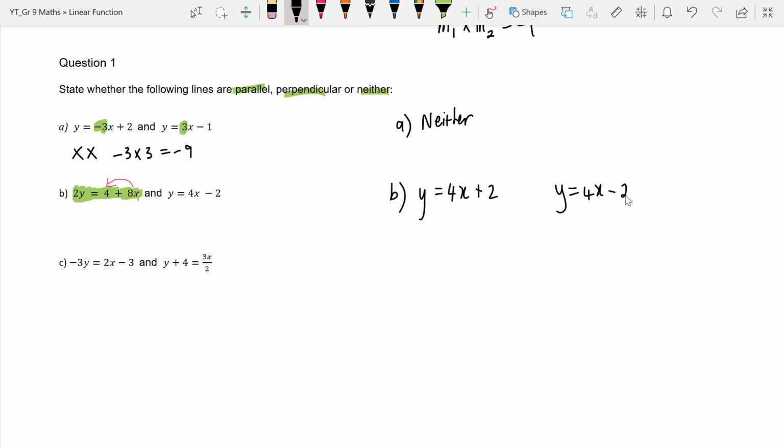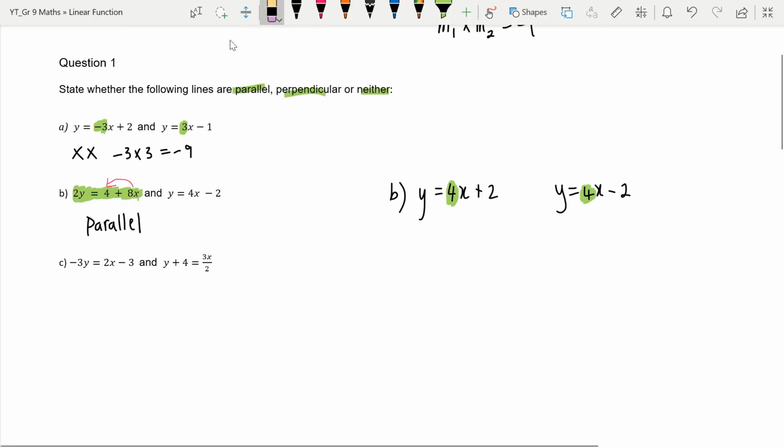What must we do again? We must comment on whether it's parallel, perpendicular, or neither. Let's look at the gradients, because the gradient is what will tell us that. The gradient of the one line is 4, and the gradient of the other line is 4 as well. The gradients are the same, so look no further. We know that these would be parallel. Okay, so B would be parallel. For the first one, I feel like my organization there is not great, so let me just fix that. This one was neither. The second pair of lines are parallel.